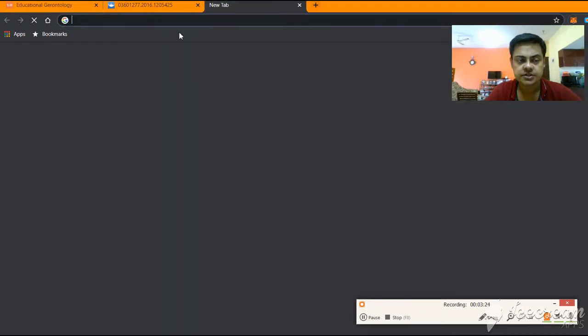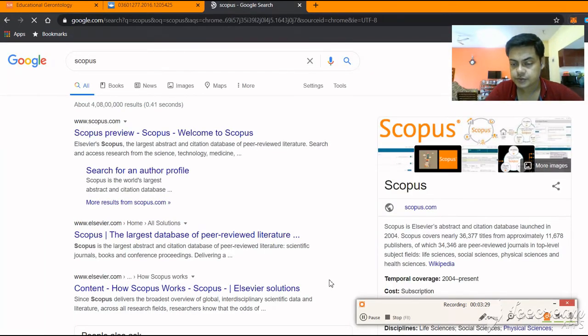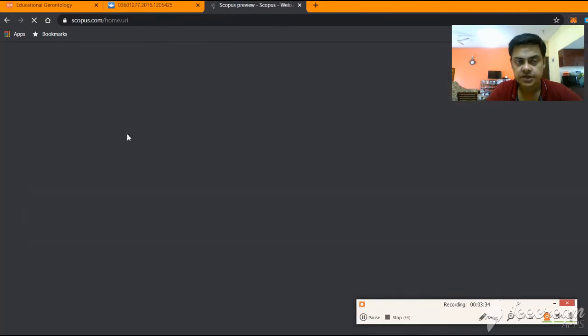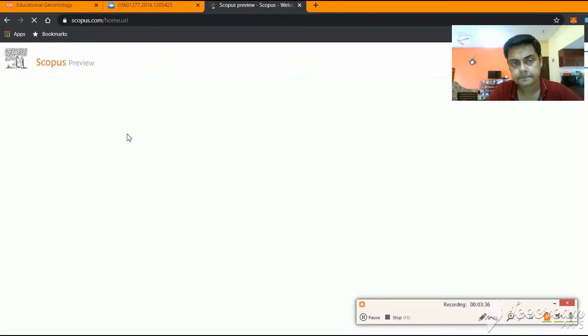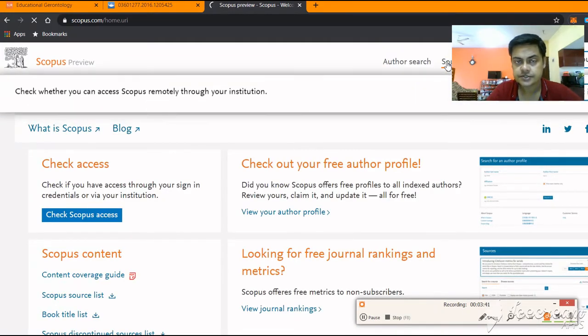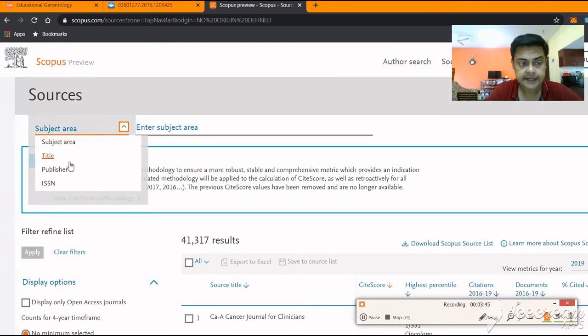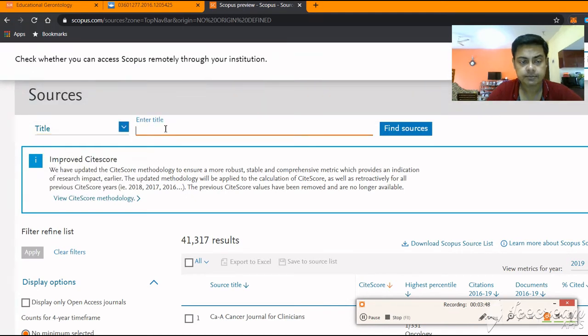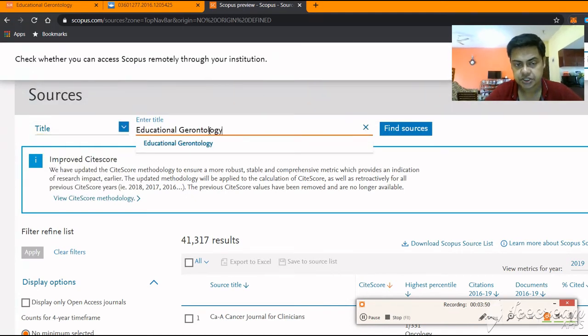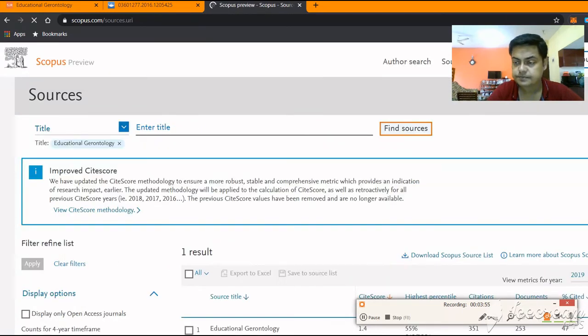So I will open Scopus here. I'll go to Sources, then put in the journal name. The journal has come up. We'll try to see the journal. The journal has appeared here.